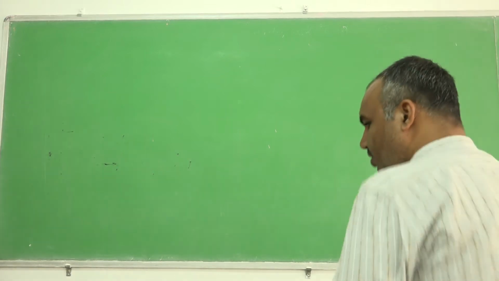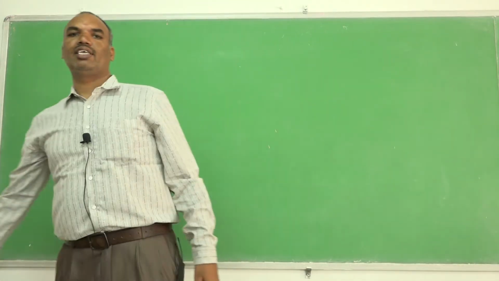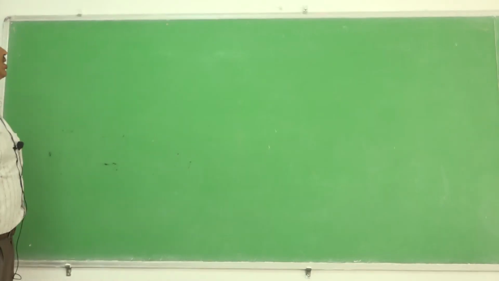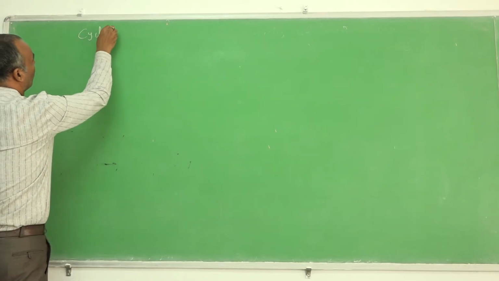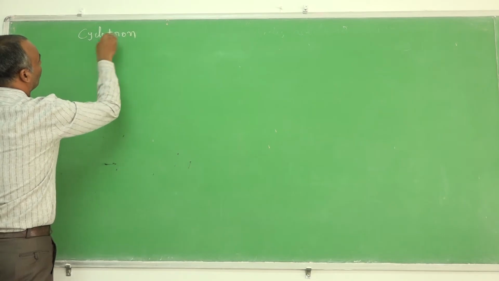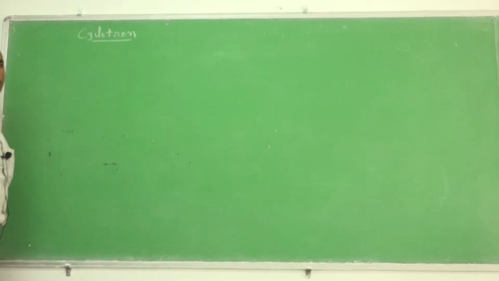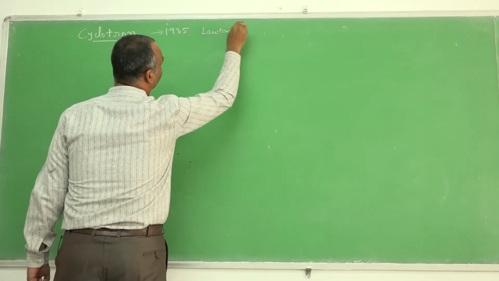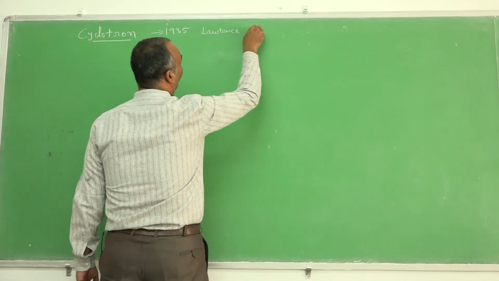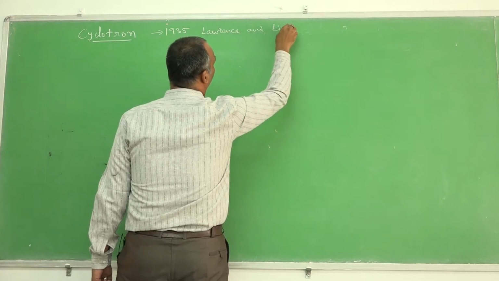Very good morning, students. Today, let us discuss one important concept called cyclotron. The cyclotron was designed in the year 1935 by Lawrence and Livingstone.